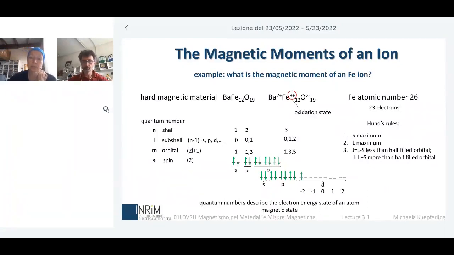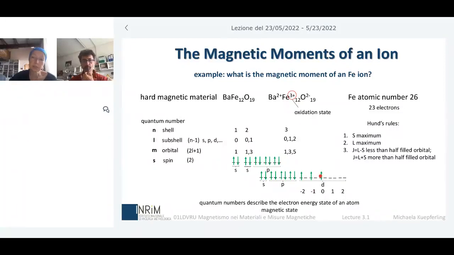If I apply Hund's rules, I would start now with filling in one electron in the high S state. So it could be -2 or +2, for example. Here, for simplicity, I put it in -2. The next electron, of course, I cannot put in the same orbital because otherwise I would minimize S. If I put the electron in the 2 state, for example, I would also minimize L. So I have to put it again on the negative side, -1.